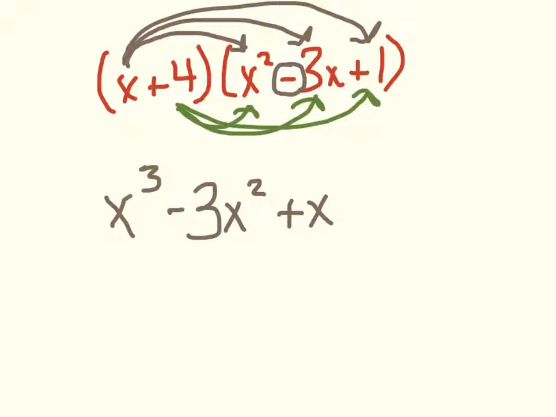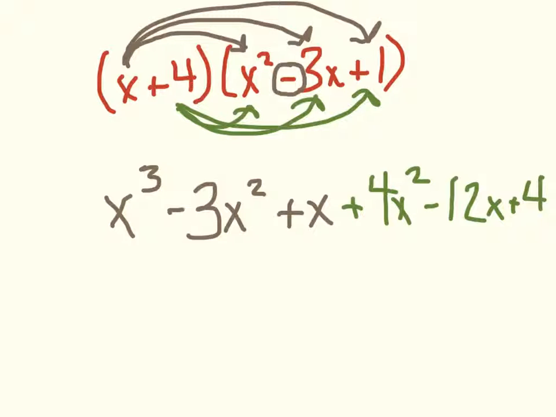Now I need to do the second term, the plus 4. So 4 times x squared is going to be a positive 4x squared. And 4 times negative 3x, I'm sorry, is negative 12x. And then 4 times 1 is just 4.